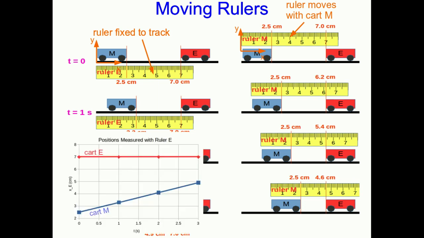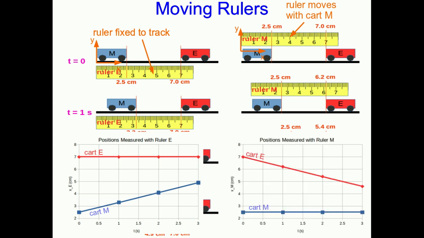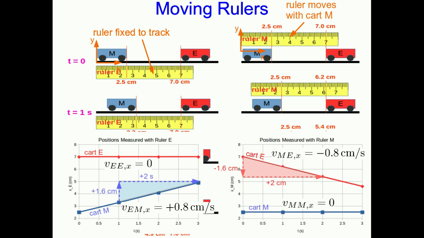And we can now measure the positions of these carts relative to both rulers. Have a look at the measurements I've made and verify these graphs. And of course, we can see in the graphs that cart E isn't moving relative to ruler E, and cart M isn't moving relative to ruler M, so those x components of velocity are both 0. And then we can pull the other velocities off of the graphs. And you see, as we would expect, the x component of one of these velocities is just the negative of the other, as we would expect from our relative motion equation.